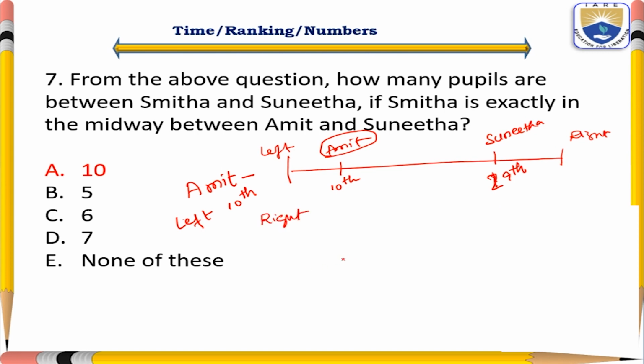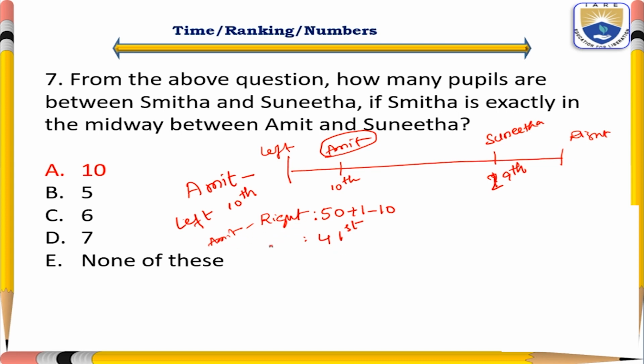Amit's right position is the total strength of the class, which we have already calculated as 50. So 50 plus 1 minus 10, which means 41st position. That is Amit's position from the right. Now, we know that Sunita's position is 29th from the right, and Amit's position is 41st from the right.